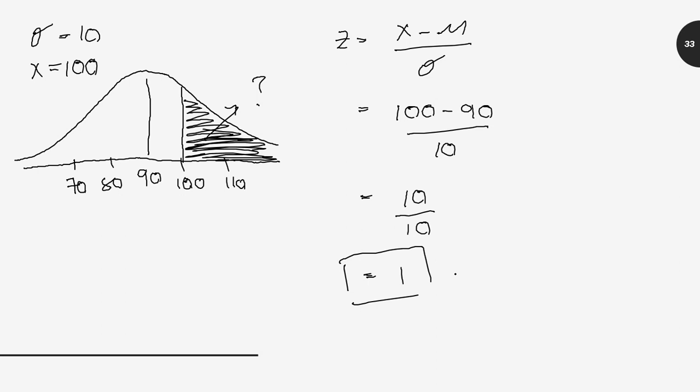Okay, and based on the table, the answer is 0.3413. Okay, so itong unshaded area from 90 hanggang 100, ito pong puti, yan po ay 34.13%. Okay? Ang hinahanap natin, yung more than. Okay? So, ang gagawin po natin, isusubtract natin yung 0.3413 sa 50%.